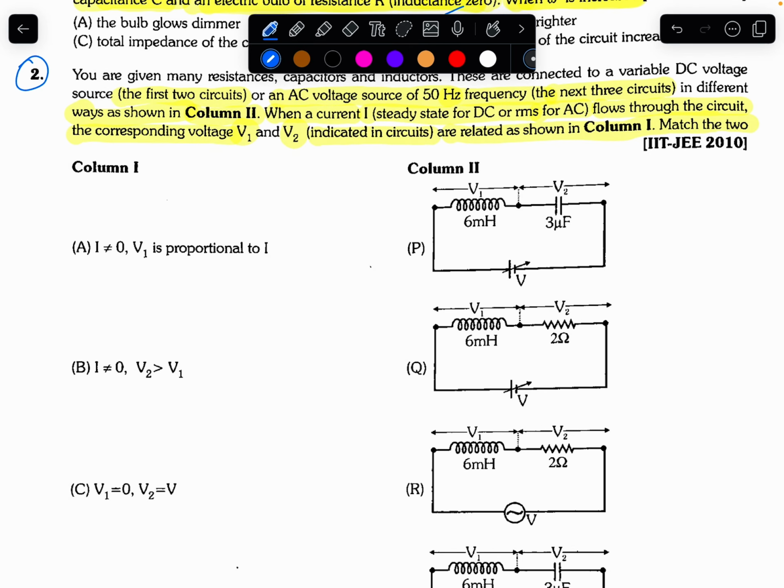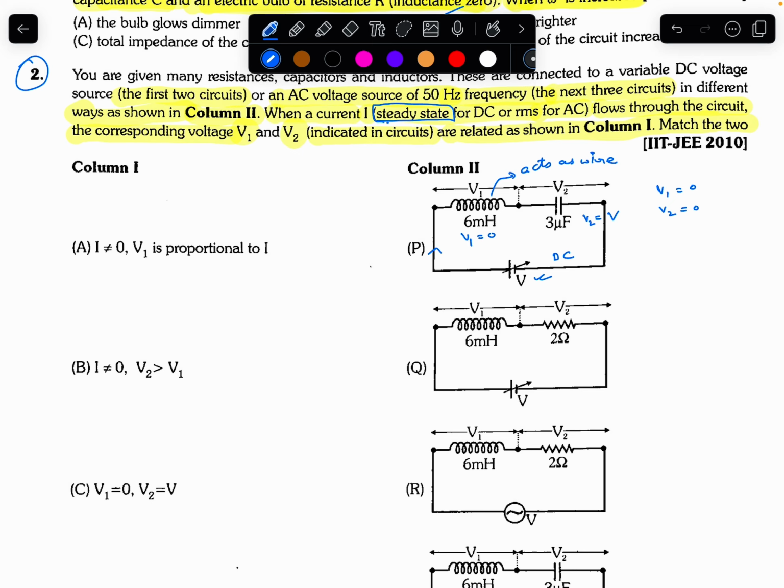So first one is a DC circuit, correct? This is DC but the voltage is variable. Okay, so if it is DC, they told us steady state. So at steady state, the inductor acts as a simple wire. So if this acts as a simple wire, definitely V1 will be 0. So all the potential will drop across the capacitor. So V2 will be V. So here V1 is 0, V2 equal to V. First point. Okay. Steady state.